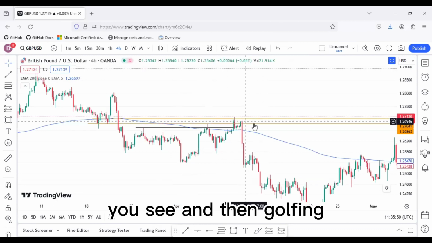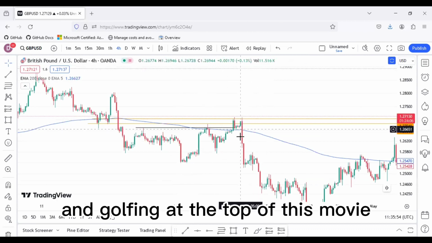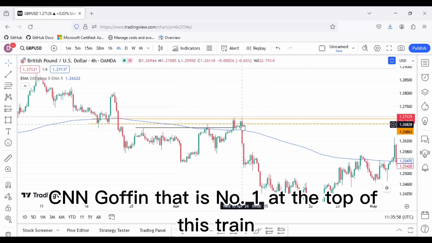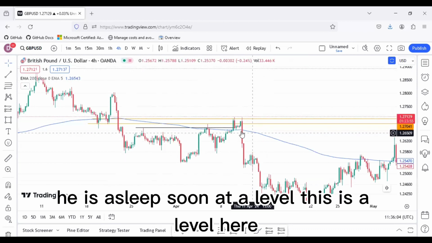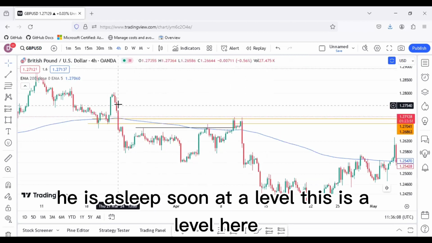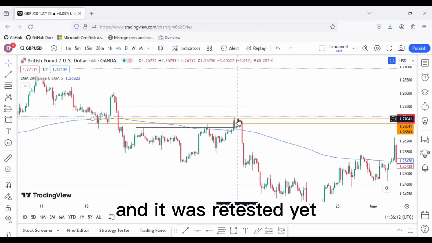You see an engulfing. This is a bearish engulfing. At the top of this move here, you see an engulfing. That is number one, at the top of this trend. And secondly, at a level, this is a flip zone. At a level, this is a level here. This place was broken. This level was broken here, and it was retested here.